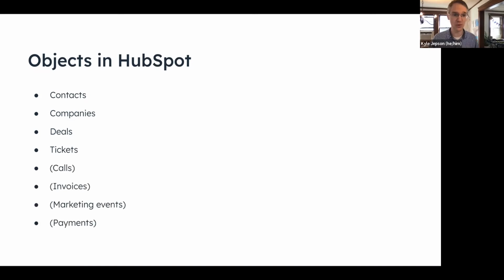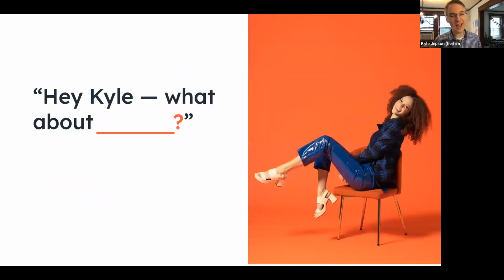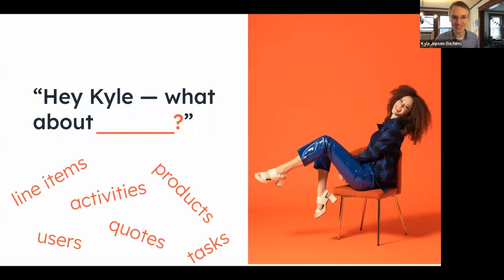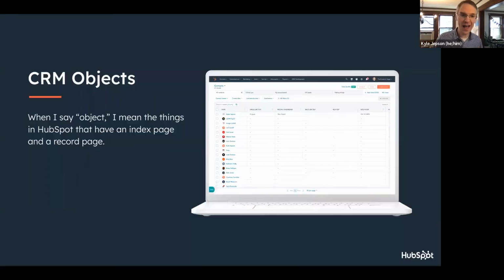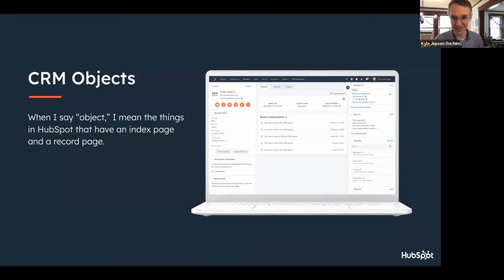In the last year or two, we've rolled out a lot of other objects that have this same index page experience and record experience: calls, invoices, marketing events, payments if you're in the US. I know some of you are very technical. This is my sassy HubSpot expert picture asking, hey, Kyle, what about blank, right? There are lots of object-like things inside of HubSpot that are not included on the list I just shared. But for me, when I say object, when I'm talking about a CRM object, I mean a thing that has an index page that looks like this and a record that looks like this.